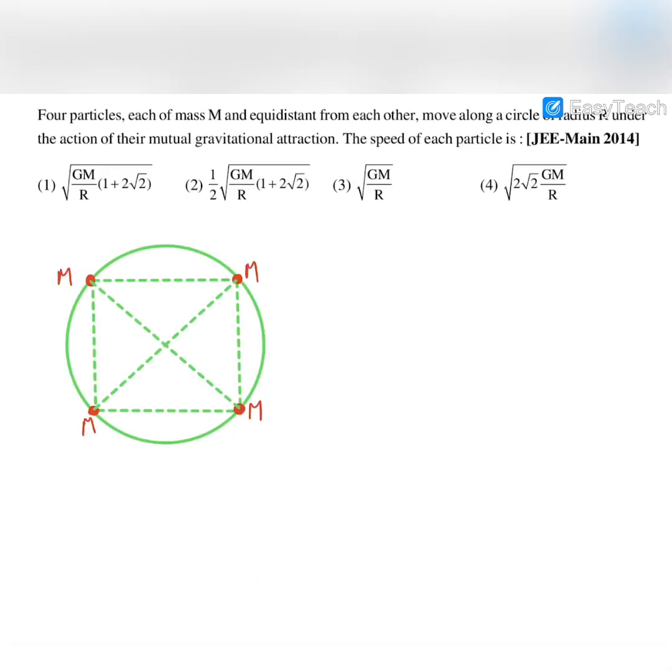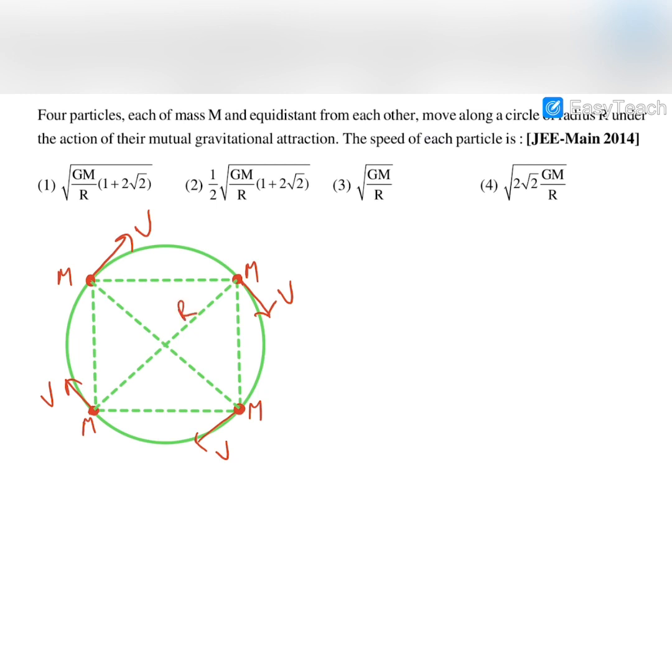In this question, you can see that there are 4 particles of the same mass m, and they are equidistant from each other like that, and they are moving in a circle due to their mutual gravitational force. So we have to find out the speed of each one of them. This is a symmetrical case, so the speed of each one of them would be the same, and this radius is r.